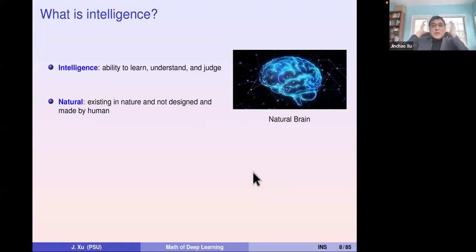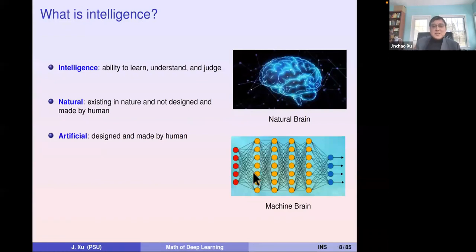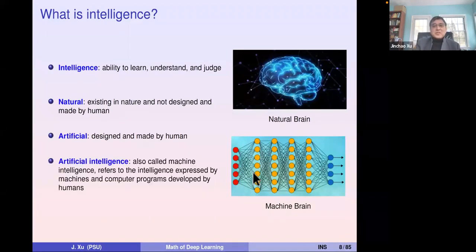We have our brain, and intelligence, what I would call natural intelligence, human intelligence, exists in nature, created by God. Artificial intelligence is designed and made by people, and some people call it machine intelligence. I call this a machine brain, or a neural network, which we're going to talk about today.